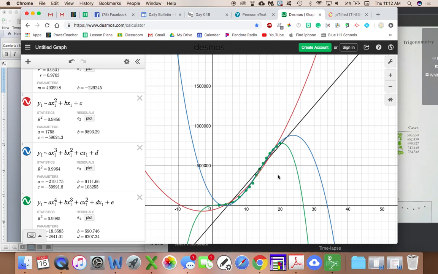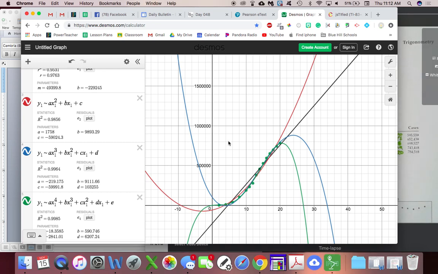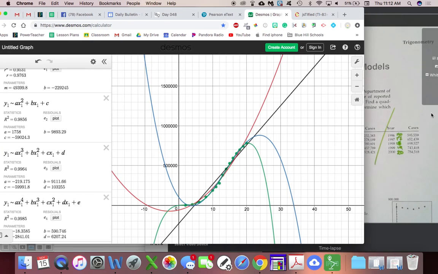Just according to what they were asking me here, find a quadratic, a cubic, a quartic regression equation and determine which equation best models the data. If they just say that, which one is the best? The quartic one, because it's at 99.8%. 99.8% of my data fits that function. So we need to write these in here.